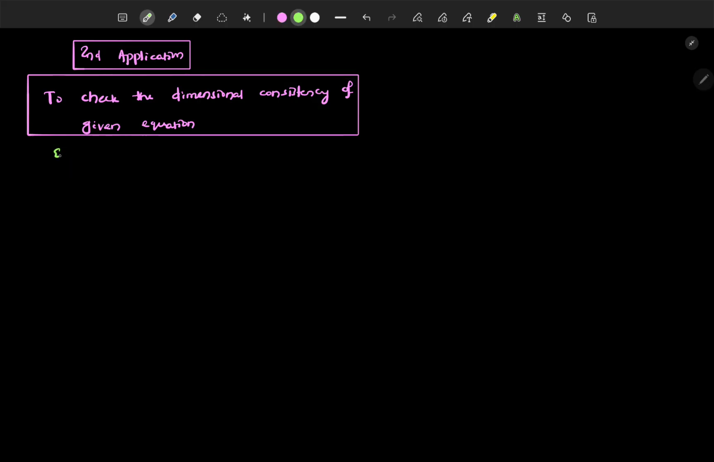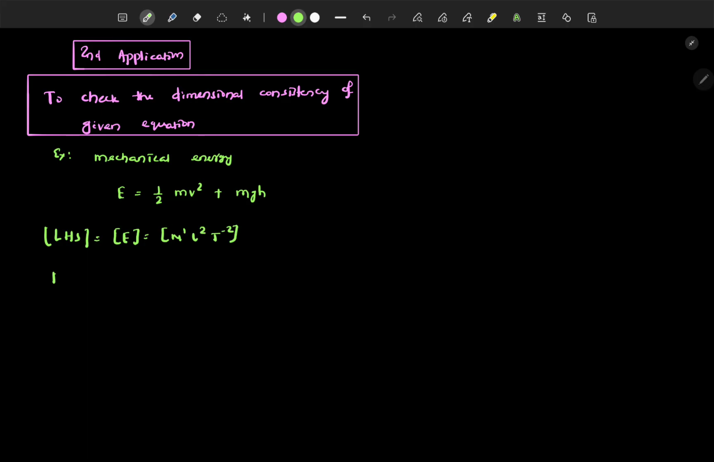For example, let us consider mechanical energy. We know the mechanical energy, capital E, is equal to half mv square plus mgh. Check it as per dimensional analysis. That means we have to find the dimension of LHS and the dimension of RHS, and after that compare the dimensions of both sides. Next is the dimension of LHS. In LHS energy is there, so the energy dimension is M1 L2 T minus 2.